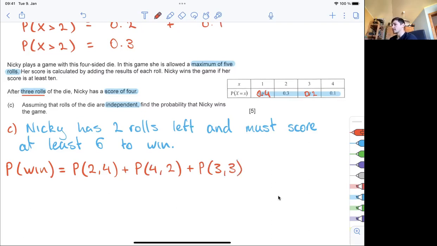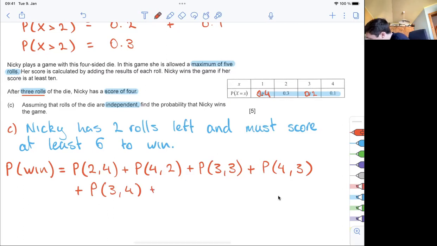And then equally, we could say the probability of getting a 4 and a 3, and a 3 and a 4, because that would add up to 7, which is at least 6. So that's also going to count. So we'll say plus the probability of a 4 and a 3 plus the probability of a 3 and a 4. And then equally, if she rolled 2 4s, that would sum up to 8, and so that would also be okay. That would make Nikki win. So the probability of a 4 and a 4.